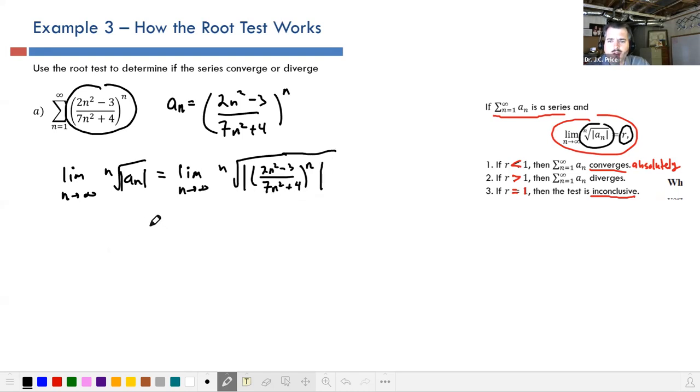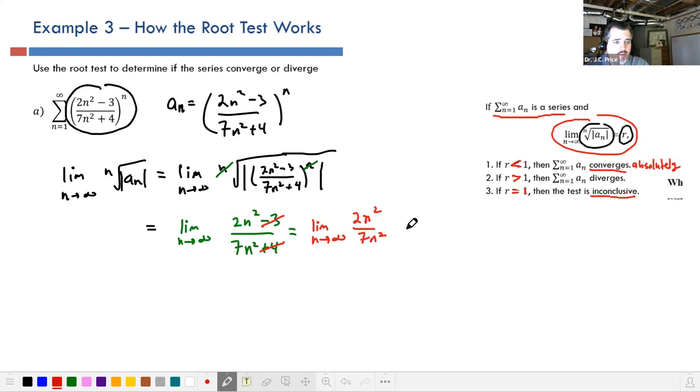And so then this is going to be equal to, now we can drop off the absolute value because everything's positive, basically. And then what's the nth root to the nth power? The nth root and the power n are going to cancel. So it's the limit as n goes to infinity of (2n squared minus 3) over (7n squared plus 4). And you know what that limit is. If you want to show a little bit of work, we can cross off the lower degree terms on top and bottom and just write the limit as n goes to infinity of 2n squared over 7n squared. And if you want to just say equal to 2/7 right now, you can, but I'll do all the little steps.